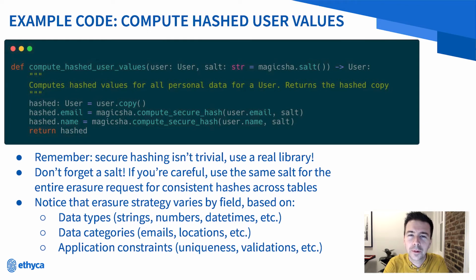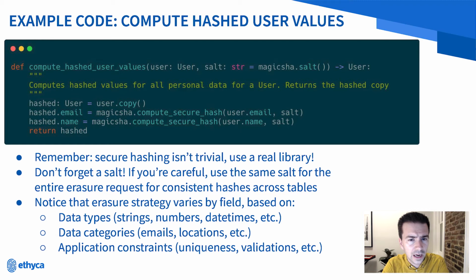Here's an example of implementing hashing as a strategy to erase personal data fields. Now, using a one-way hash like this, instead of simply nulling out a field, can be very helpful if done in a secure way because it anonymizes the data. Now, everyone thinks hashing is trivial, but it's not. So please use a real library to do this, and always remember to provide a salt. In fact, if you use a consistent yet random salt for the entire erasure request, you can consistently anonymize something like the email address to the same hash across different tables, which can be very helpful. And it might actually be necessary for your application to do this.